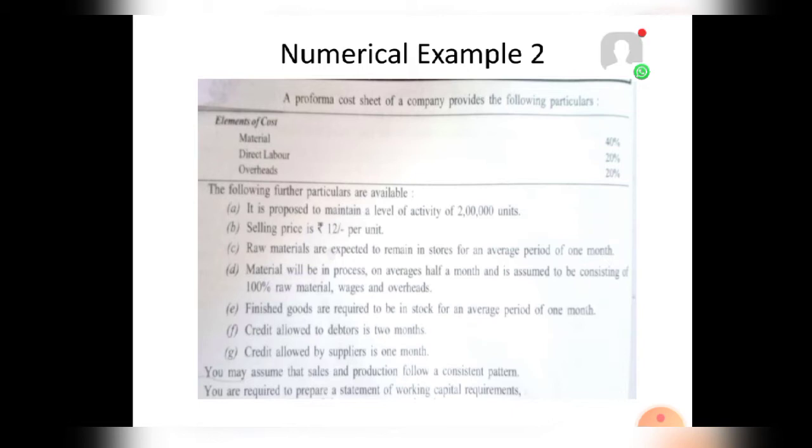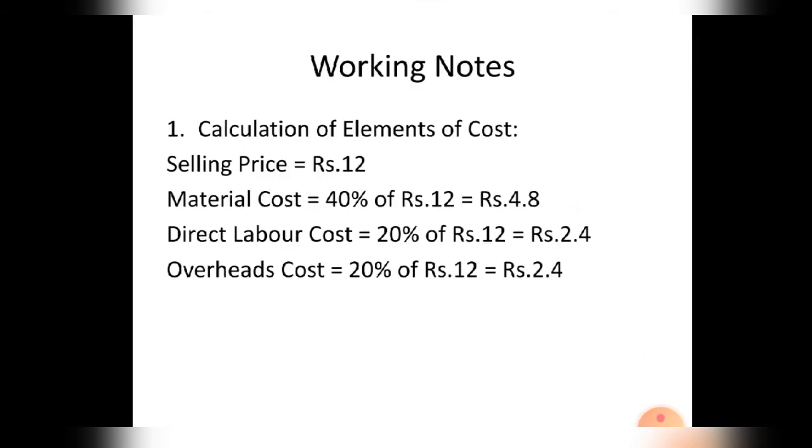Finished goods are required to be in stock for an average period of 1 month. Credit allowed to debtors is 2 months. Credit allowed by suppliers is 1 month. You may assume the sales and production follow a consistent pattern. You are required to prepare a statement of working capital requirements. So now we'll prepare a working note for calculation of elements of cost.